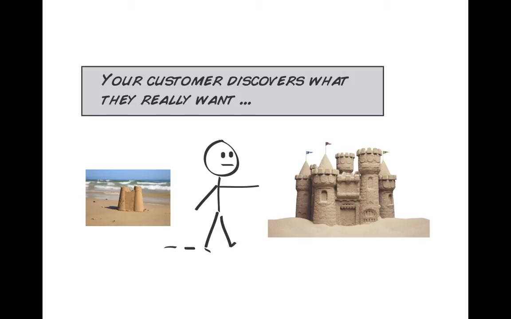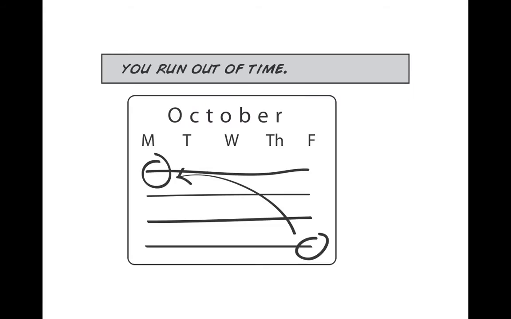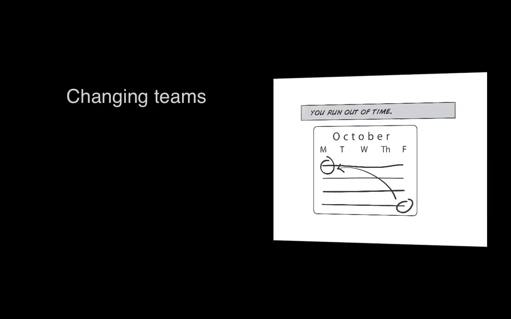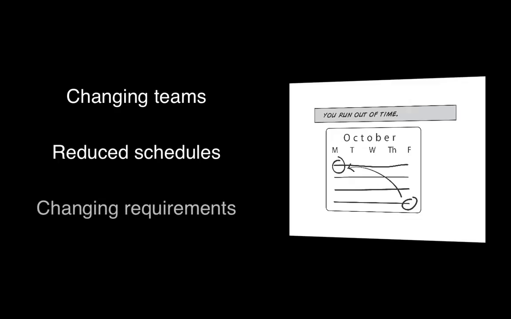And then the bomb really goes off. Boom, your schedule changes and you run out of time. If this story hits close to home, take comfort. You aren't alone. Changing teams, reduced schedules, and changing requirements are the norm for any interesting software project.